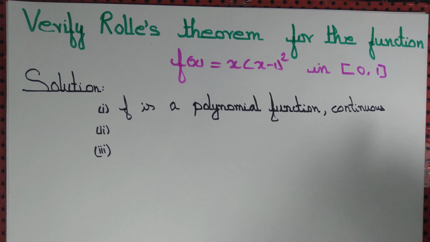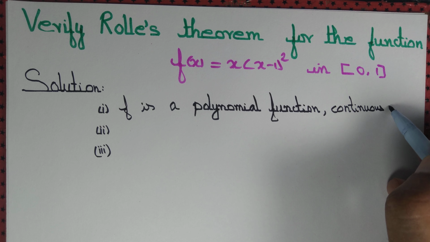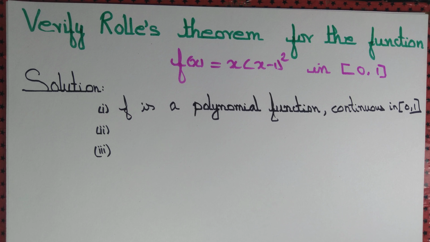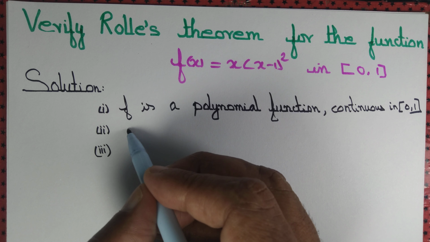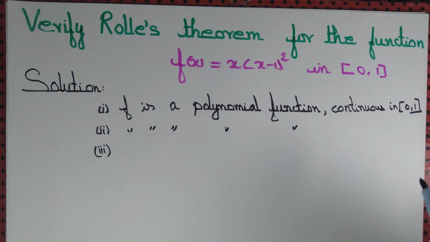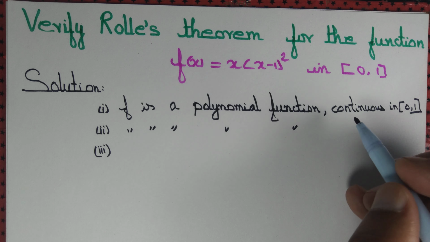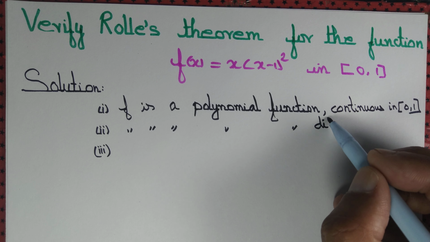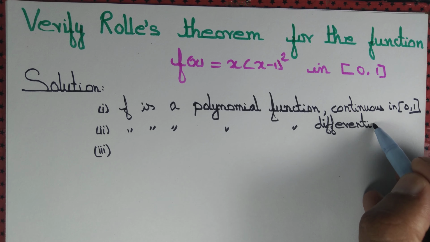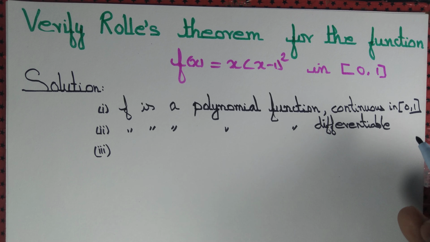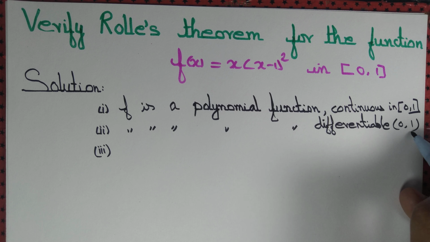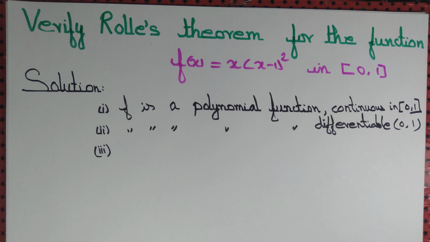It is continuous throughout R, so in particular in the closed interval [0, 1]. Again, f is a polynomial function. So second point, we need to show that f is differentiable. If it is a polynomial, then it is also differentiable. We don't need the whole of the closed interval, we just need to show it on the open interval. So it is differentiable in the open interval.